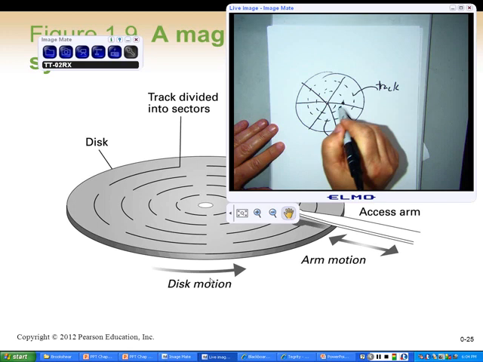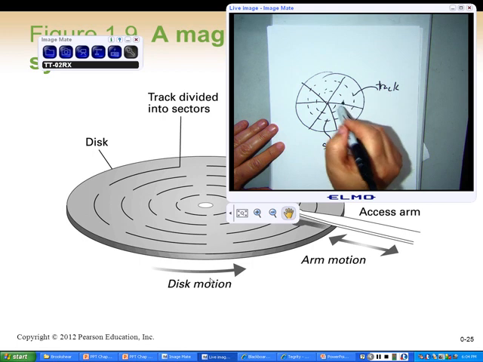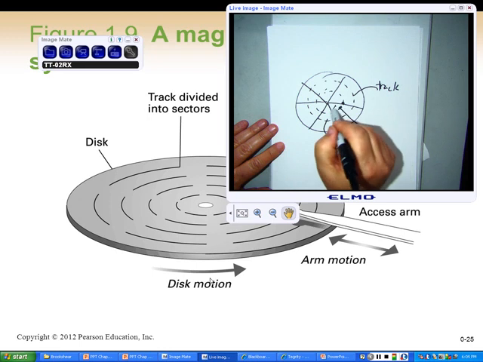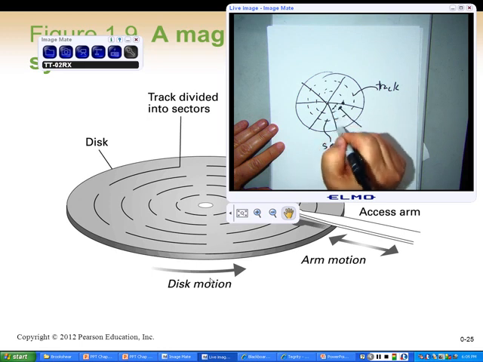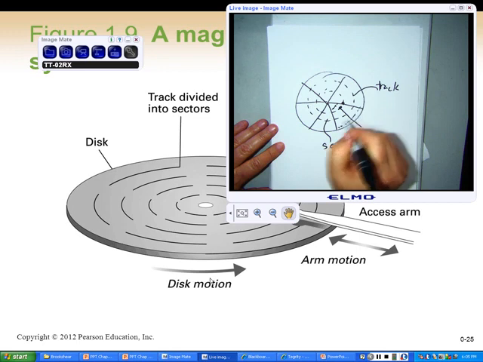So the CD is going to turn for me to go to the specific sector, and then this arm is going to go back and forth to find a specific track. And the amount of information that's stored right here is exactly the same amount of information that's stored over here. So it's the same amount of information.